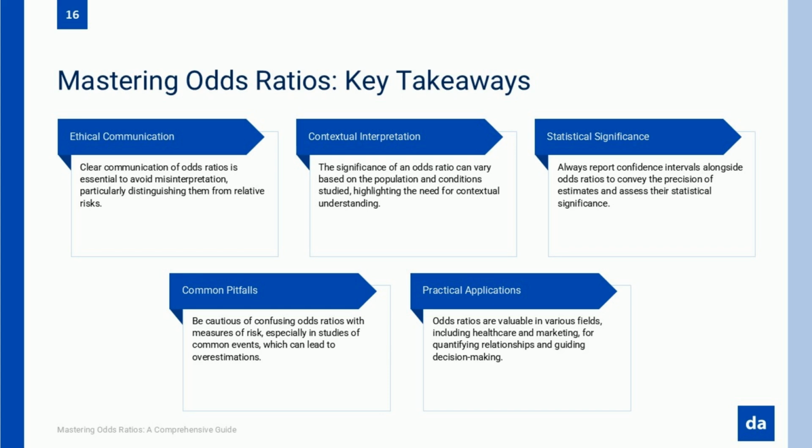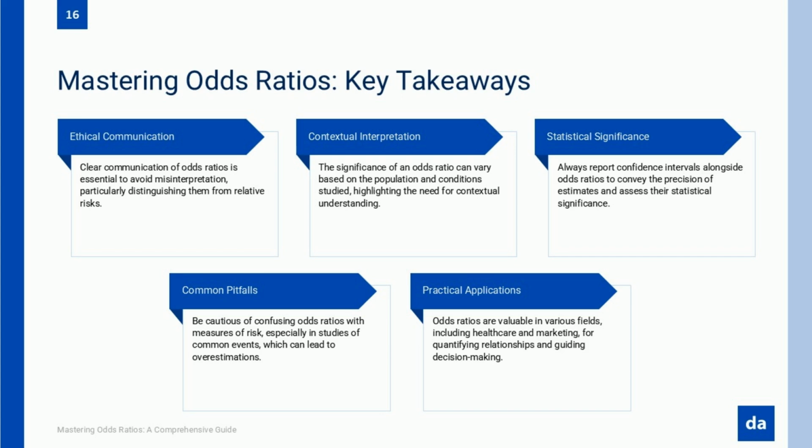One of the key takeaways in mastering odds ratios is recognizing the distinction between association and causation. Researchers often emphasize that odds ratios do not imply causation, but rather highlight an association between variables. This distinction is crucial when applying odds ratios in fields such as epidemiology, marketing, or social sciences, where misinterpretation can lead to flawed conclusions or misguided policies.